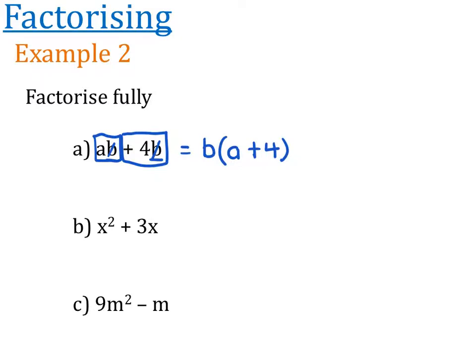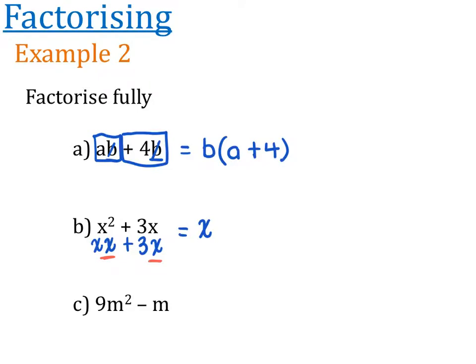In this next one, we've got x squared plus 3x. Now, x squared is the same as having x times by x again. And then we've got this 3x over here. So what do those two things have in common? Hopefully you can see that they both have x in common. So the common factor to take out is x.